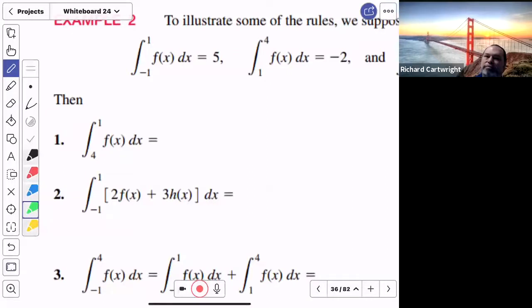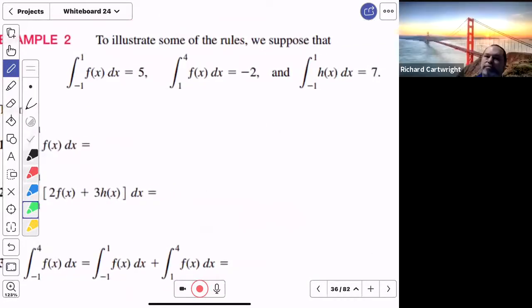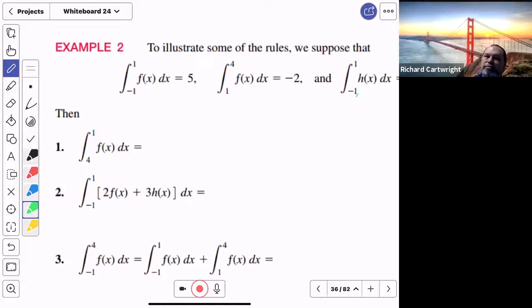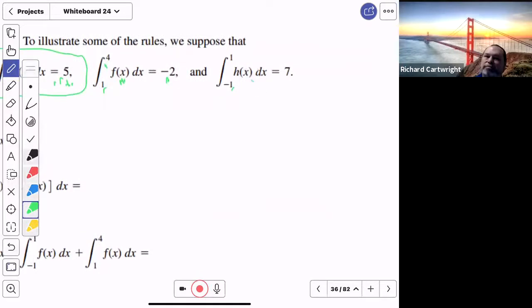Here's my problem. I don't know what f is. I do not know what h is. He may use g. I don't know what g is, but he at least told me for a fact that if I knew what f was from -1 to 1, the area is 5. From 1 to 4, it's only -2. It's less than that one. I have no idea what h is, but from -1 to 1, it's actually more than the f.